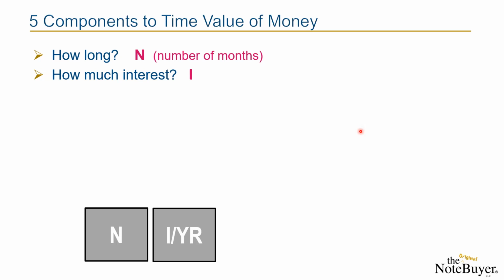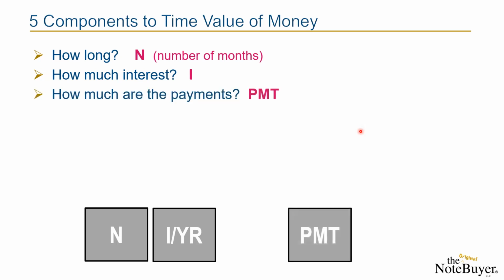Used to be you had to enter the annual amount, divide it by however many pay periods there were in a year and all that kind of stuff. But this really does save a lot of time. So you're going to put the annual interest rate in there, okay, and let the calculator do the work. Then you want to know how much the payments are. And so this is represented by the payment key.